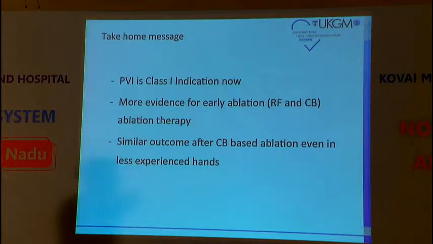With the easy technology, we have similar outcome data after cryoballoon-based ablation procedures in less experienced centers or by less experienced operators. But this does not mean inexperienced. There's a difference between inexperienced and less experienced. You need a certain level of experience, of course. You need to be an electrophysiologist. Otherwise, it does not make any sense.